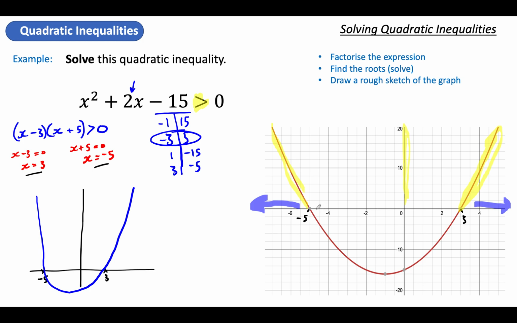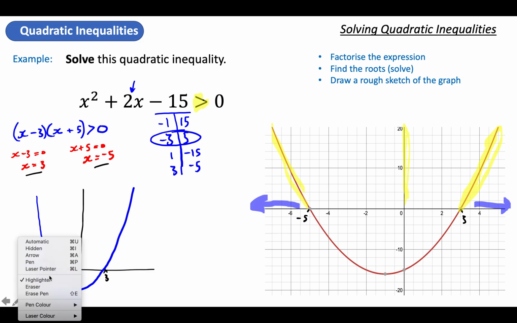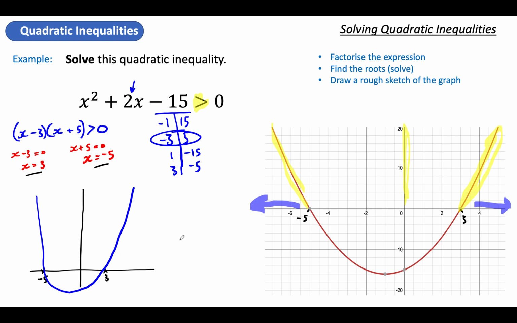I don't want the bit between negative 5 and 3. So when I'm writing my answer, let's go back to the pen, I would write my answer as it's going to be 2 parts. First of all, we want everything that's below minus 5, so x is less than negative 5, and we want all the bits where x is bigger than 3. So x is bigger than 3, and that there is the solution to it. It's a range of answers, anything less than minus 5, anything bigger than 3.